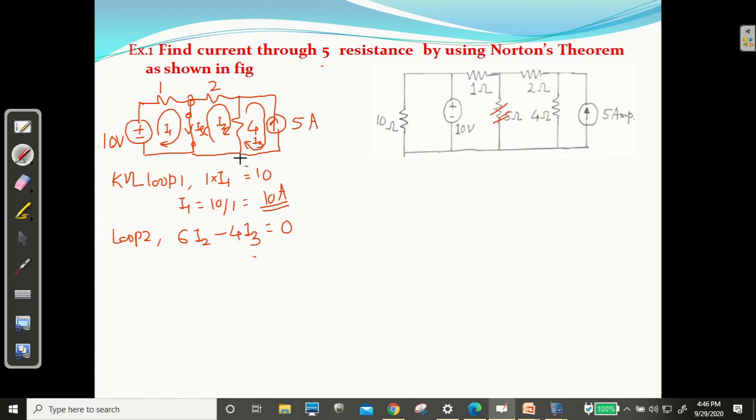No source is there in this loop. I2 is flowing in 2 plus 4, so 6 I2. At the same time, 4 में I3 भी है. Minus 4 I3 equal to 0.